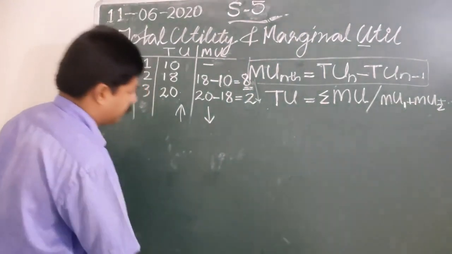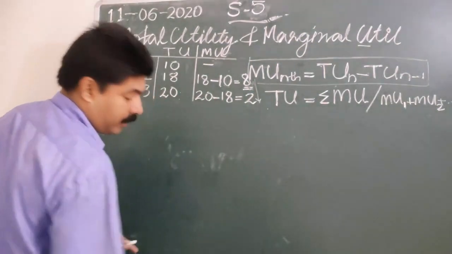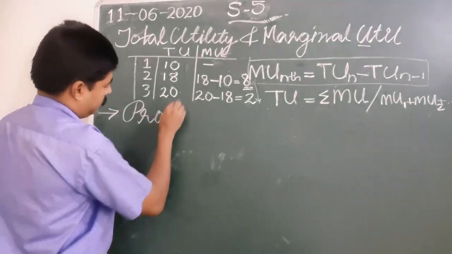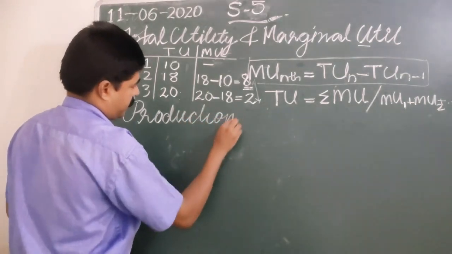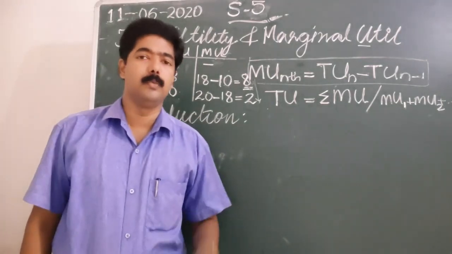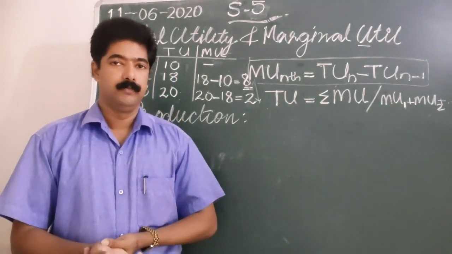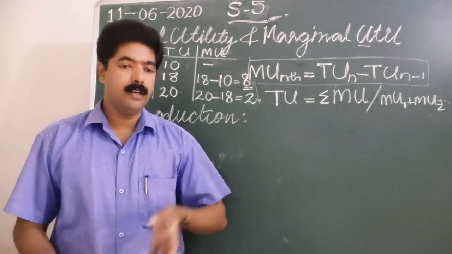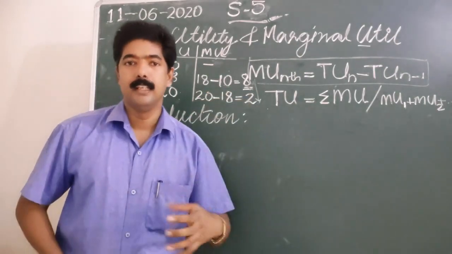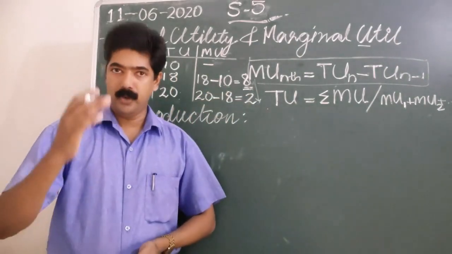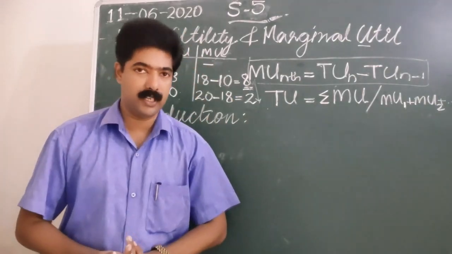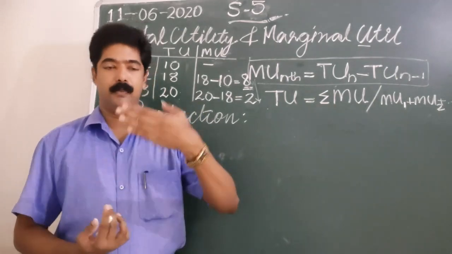Then we move to the next term, that is production. What is meant by production? Before studying production, you must know who is a producer. Who is known as a producer? One who creates goods and services. One who produces goods and services is known as a producer. One who uses all those factors of production in their production process is known as a producer.